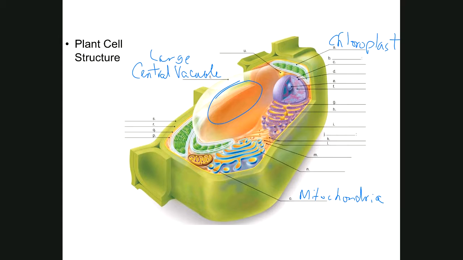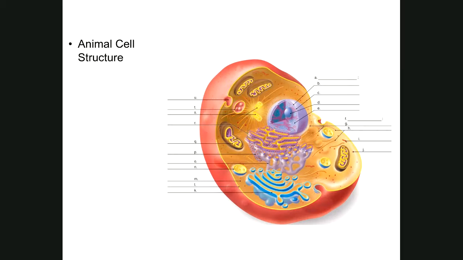And the animal cell, S are the centrioles. So this one here. Okay, here's a mitochondria. Again, no chloroplasts.